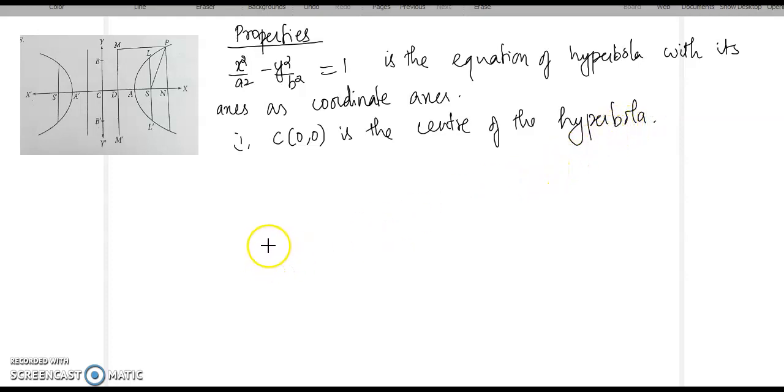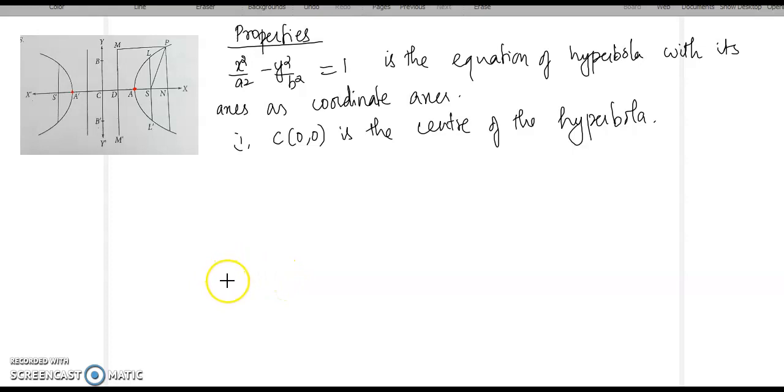Now the x-axis meets the curve at the points A and A dash. This is the x-axis, and the points where it intersects our hyperbola are A and A dash. Now along the x-axis, y will be equal to 0. So x² will be equal to a², so x will be plus or minus a. So the coordinates of A and A dash will be (a, 0) and (−a, 0).